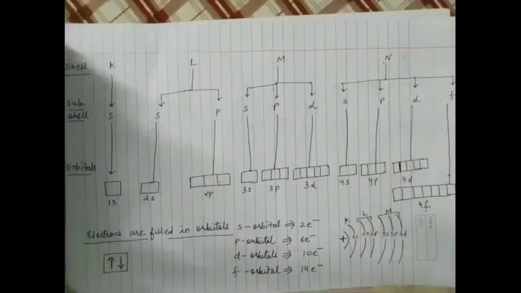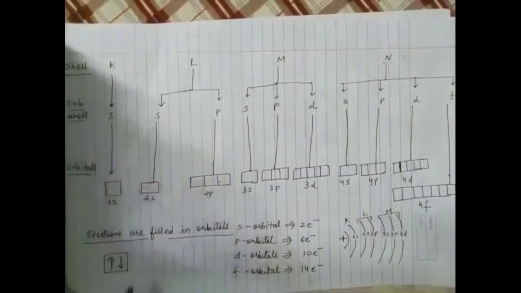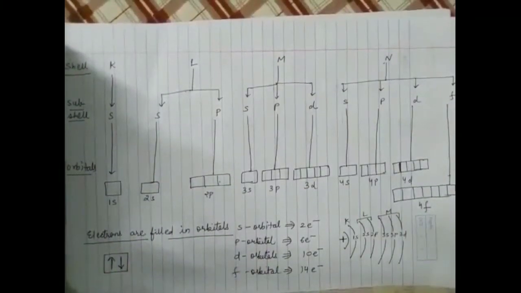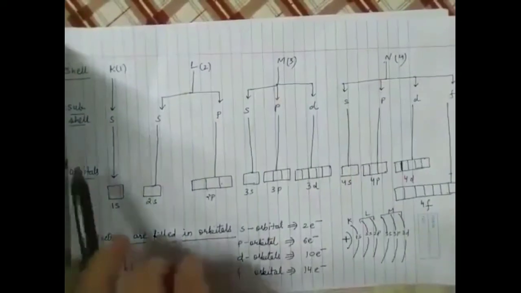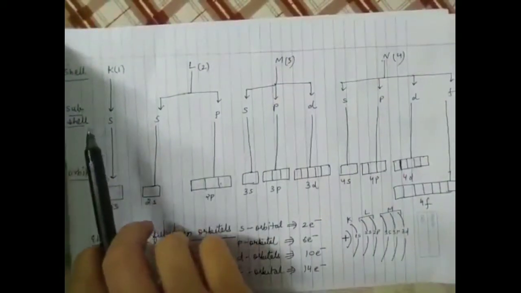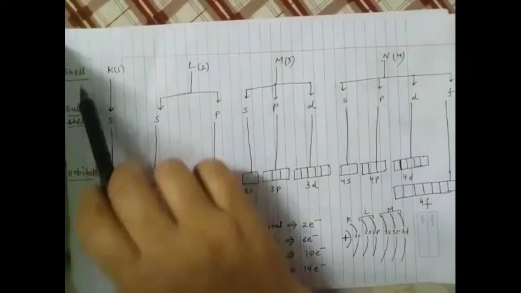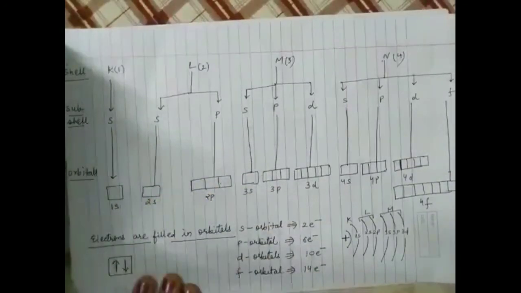Now in 10th class we have learnt about shells. In the center, nucleus is there. The nucleus is surrounded by shells. First is K shell, then L shell, then M shell, then N shell. So K shell is your first shell, it is your second shell, it is your third shell, and it is your fourth shell. Now in 11th class we'll learn another concept, that is the shell is further divided into subshell.